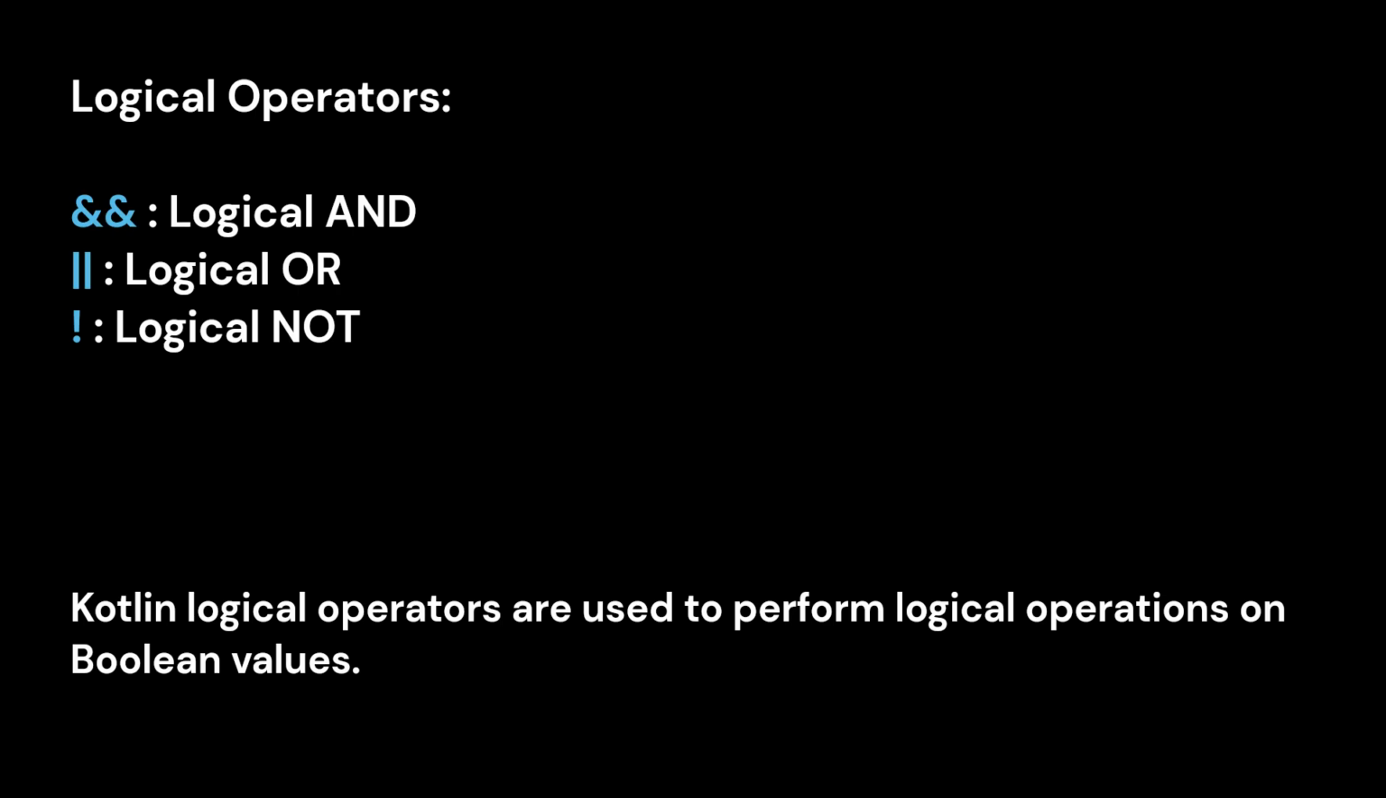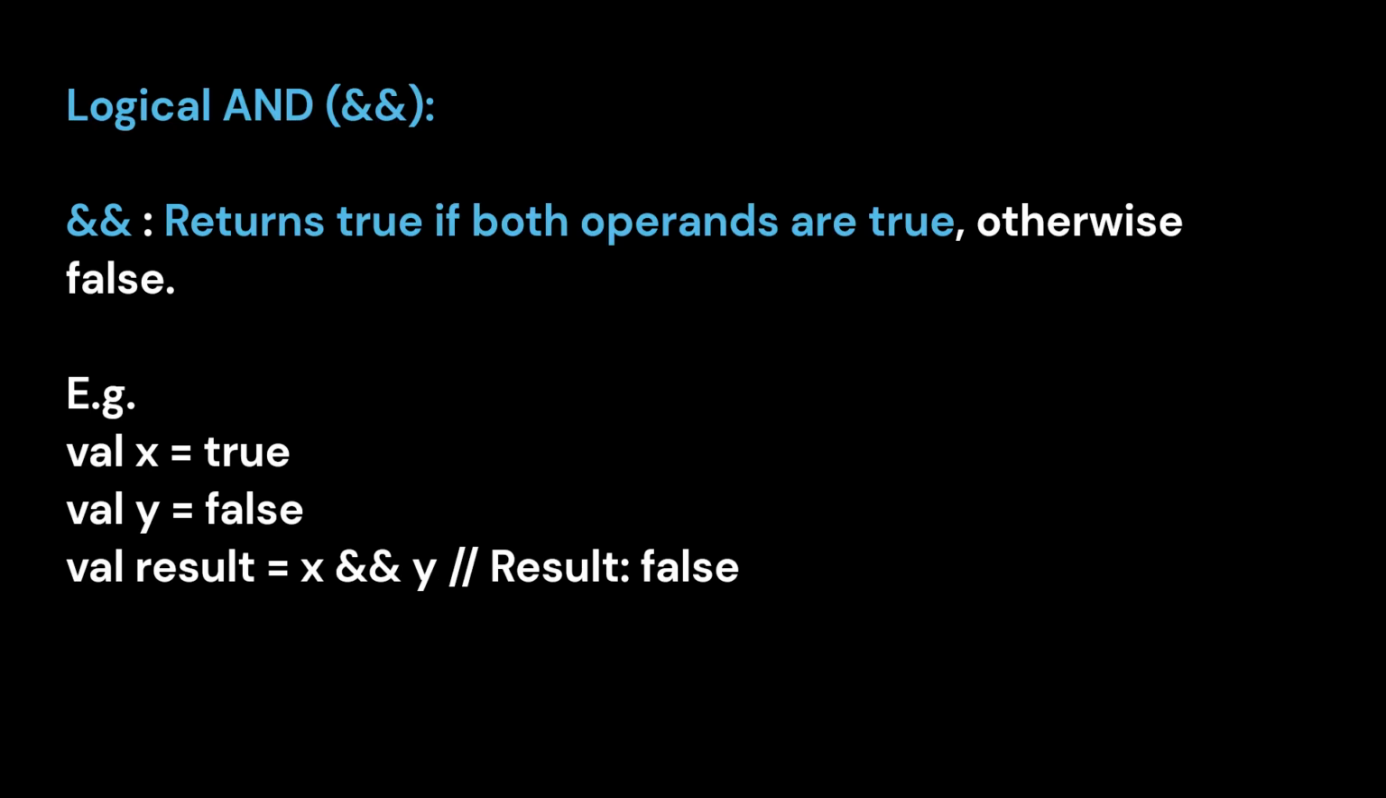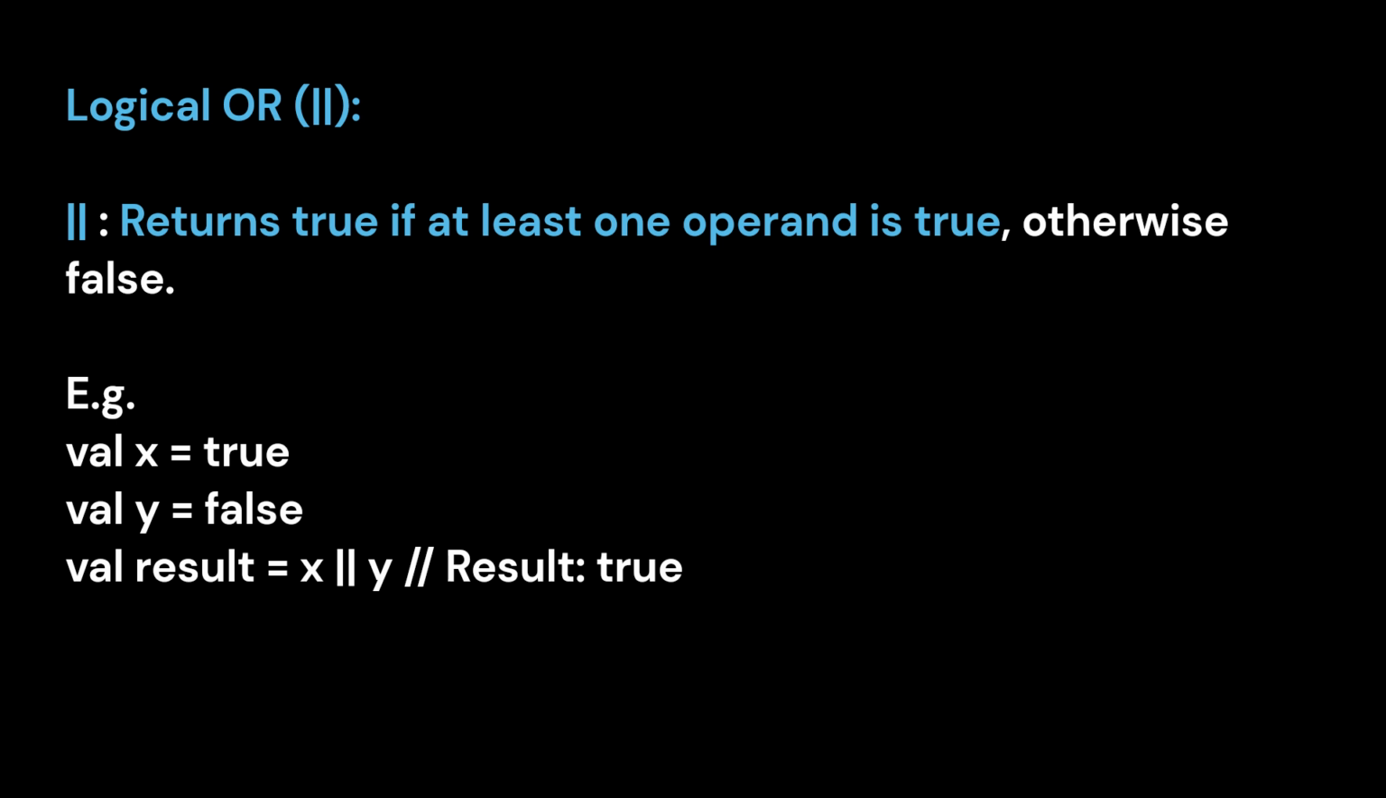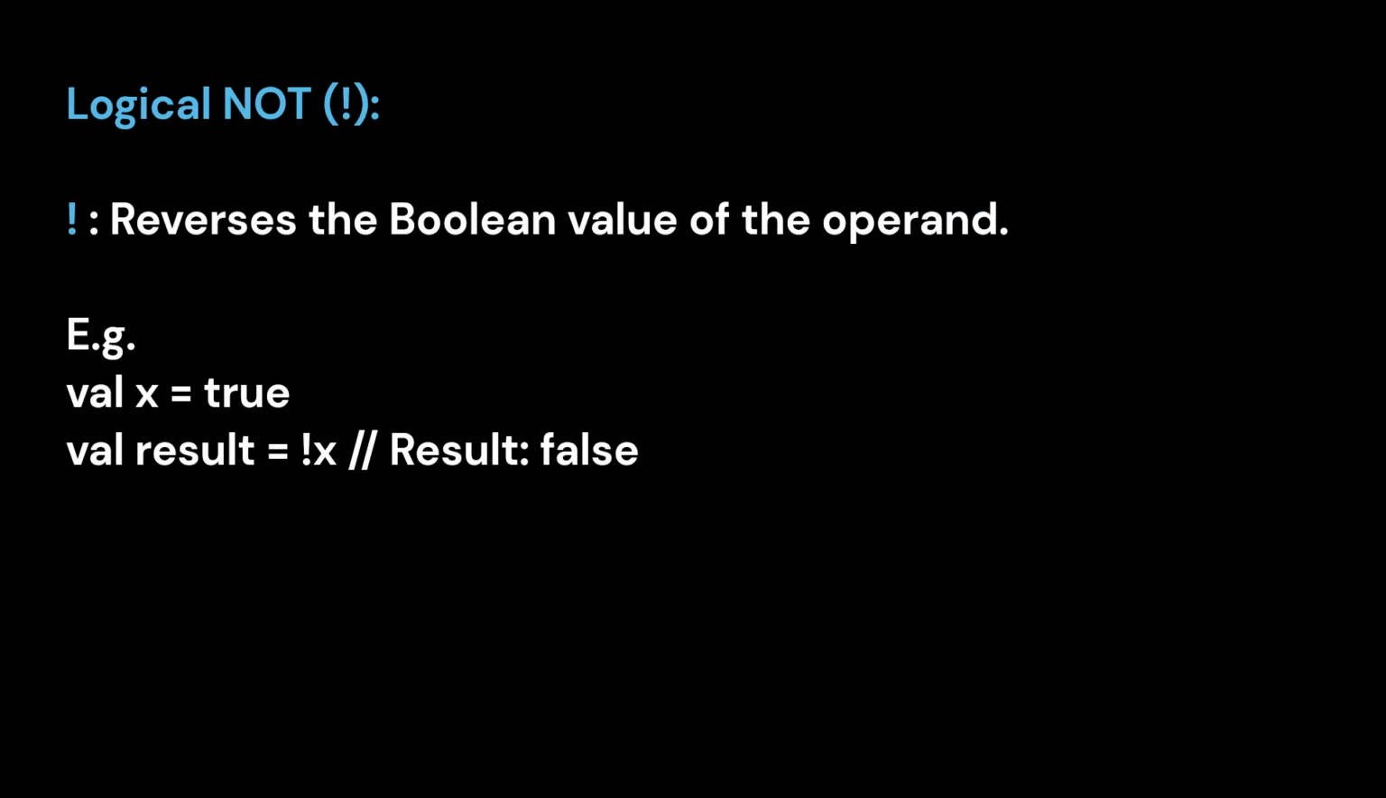Kotlin logical operators are used to perform logical operations on Boolean values. Logical and returns true if both operands are true, otherwise false. Logical or returns true if at least one operand is true, otherwise false. Logical not reverses the Boolean value of the operand.